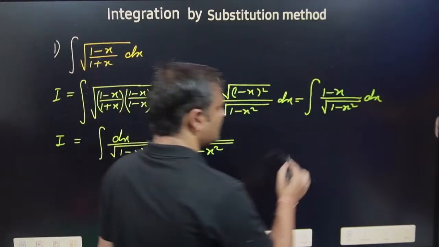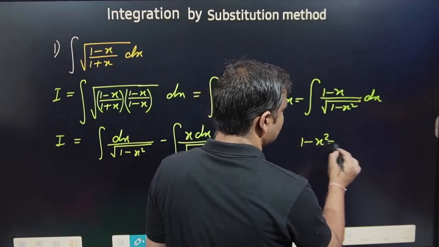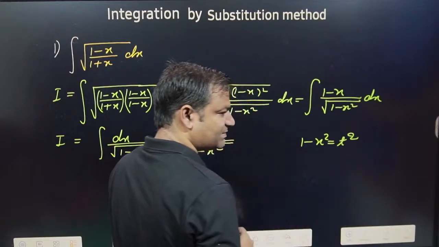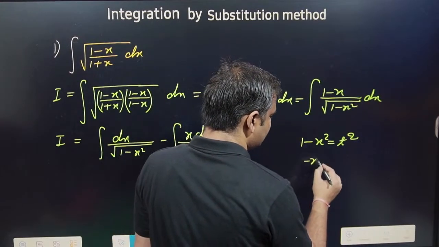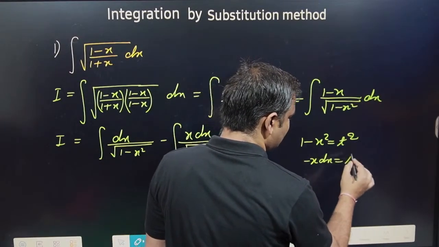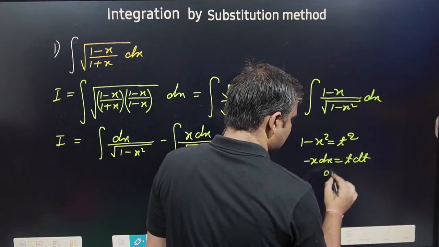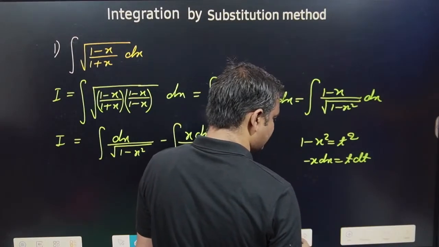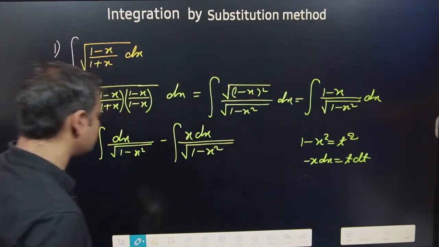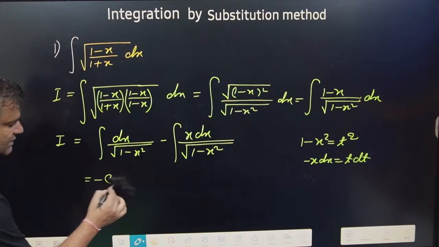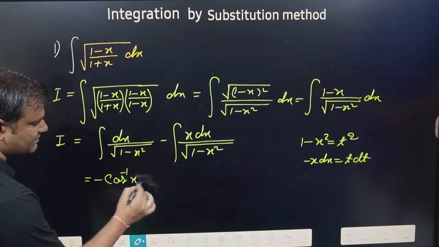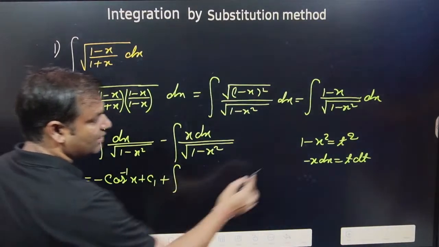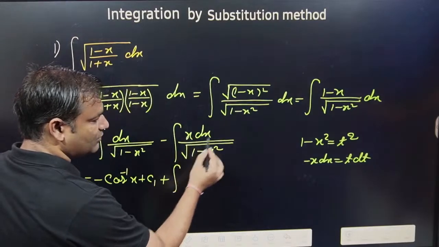Now look, 1 minus x square is equal to t square. If we differentiate both sides with respect to x, then we get minus x dx equal to t dt. So, very simple. You can say that this one is written as cos inverse x plus c1, and that one, basically, what about that value? t dt.